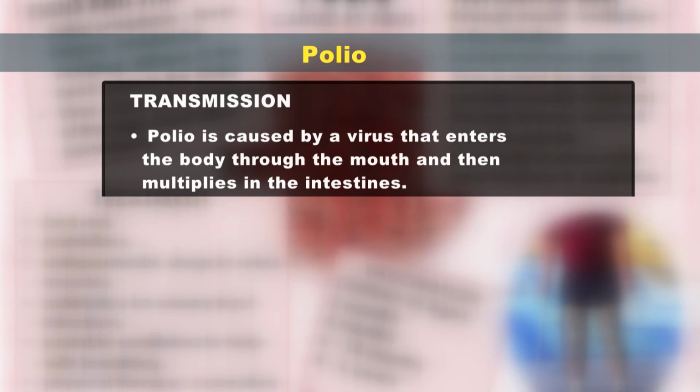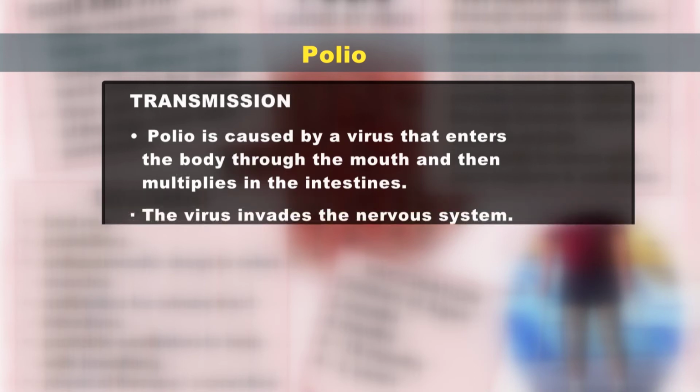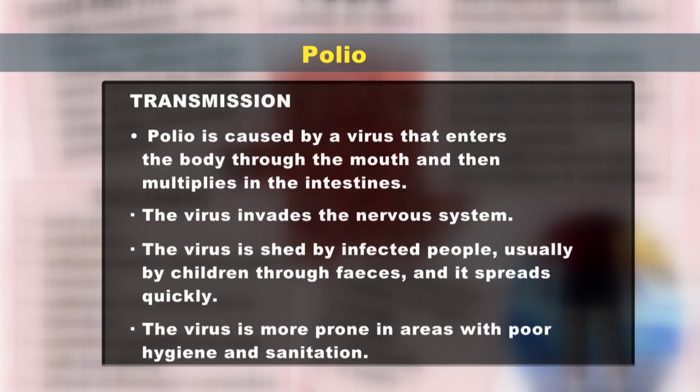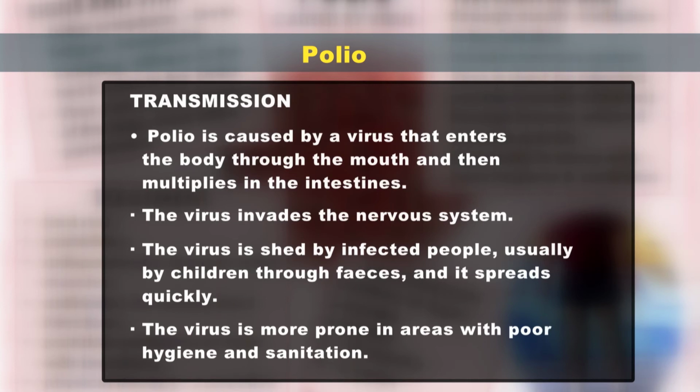Transmission of polio. Polio is caused by a virus that enters the body through the mouth and then multiplies in the intestines. The virus invades the nervous system. The virus is shed by infected people, usually by children, through feces, and it spreads quickly. The virus is more prone in areas with poor hygiene and sanitation.